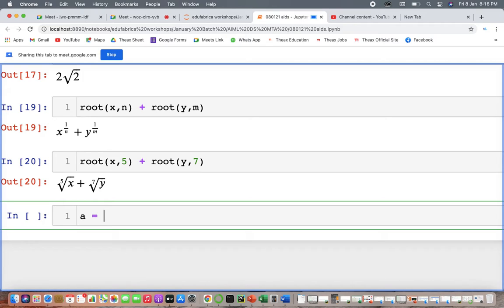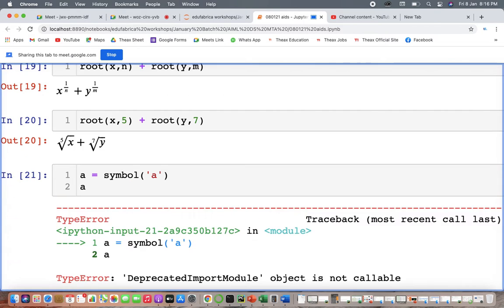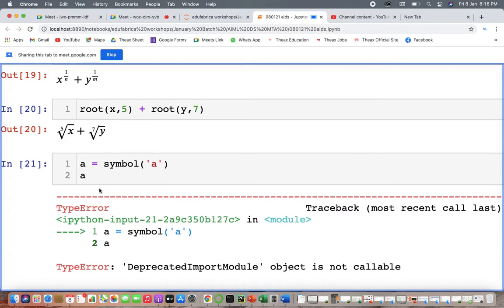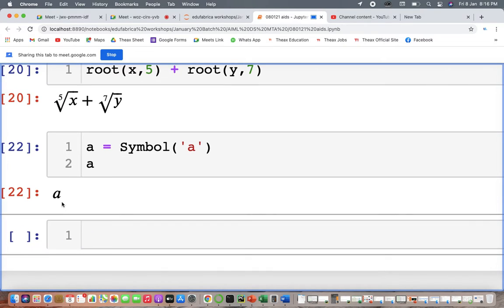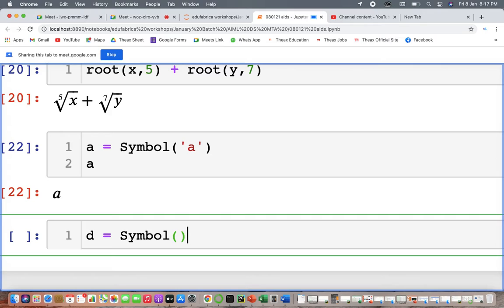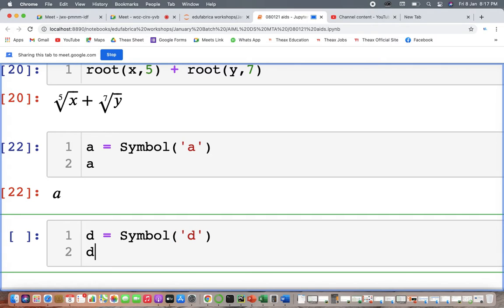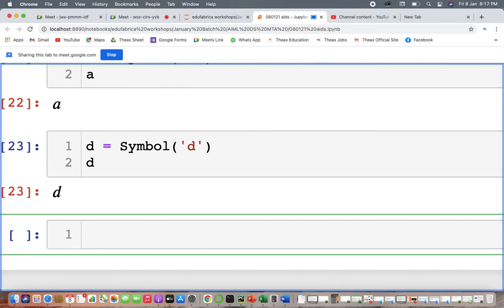Or else, if you don't write that line, how are you going to define a symbol? It would be x equals Symbol, a. It should be capital S, and then now A is your symbol. Similarly, if I say D is equal to Symbol, then D would be a symbol.